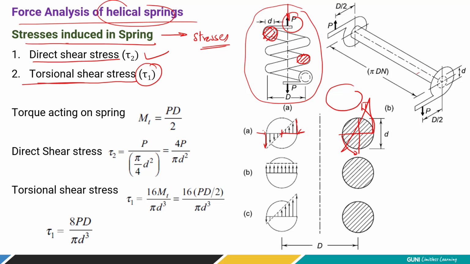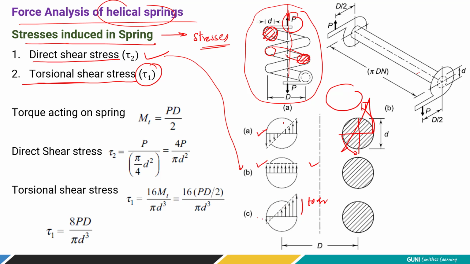Also, when the load is applied, this figure B indicates the direct shear stress. So the same spring coil is subjected to two types of stresses: one is direct shear stress, one is torsional shear stress. When you combine them together, what happens? One of the surfaces, the inside surface, is subjected to a higher value of shear stress, or the overall total stress is higher inside and lower outside. This is because of the summation of torsional shear stress and the direct shear stress.